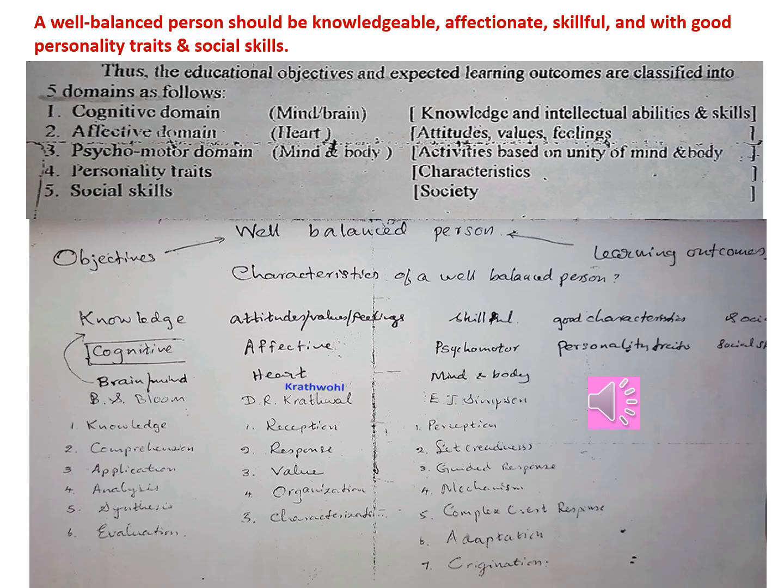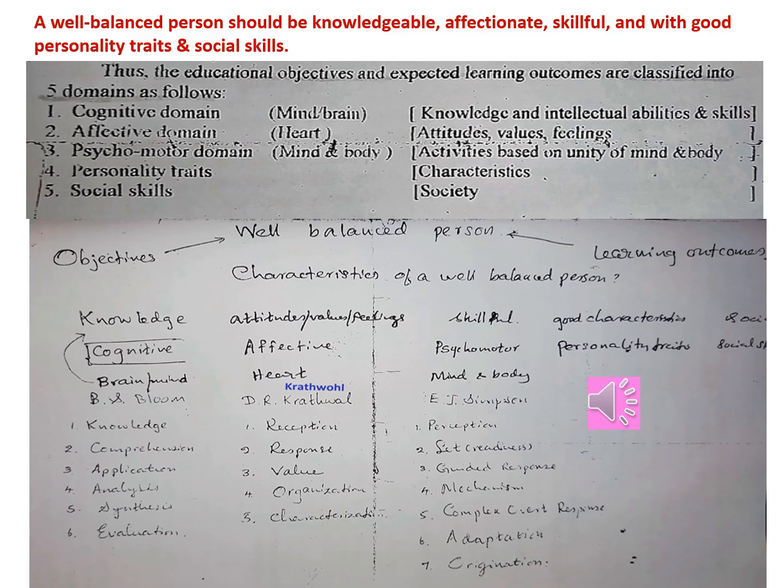Now, the characteristics of a well-balanced person. Who is this well-balanced person? I told you, you can see that in red, right? So, there are 5 areas. What are those? Knowledge, attitudes, values, feelings, right? Then skills, then good characteristics, and social skills.